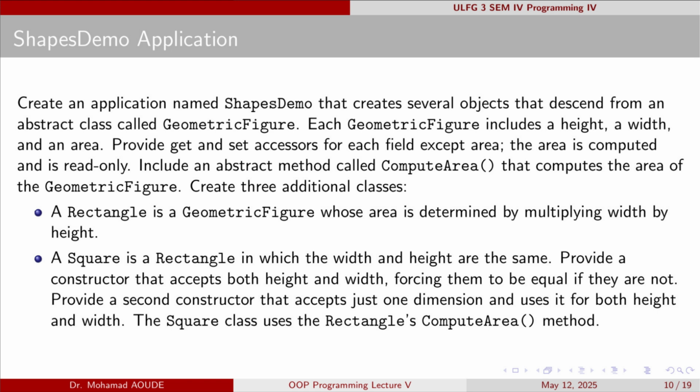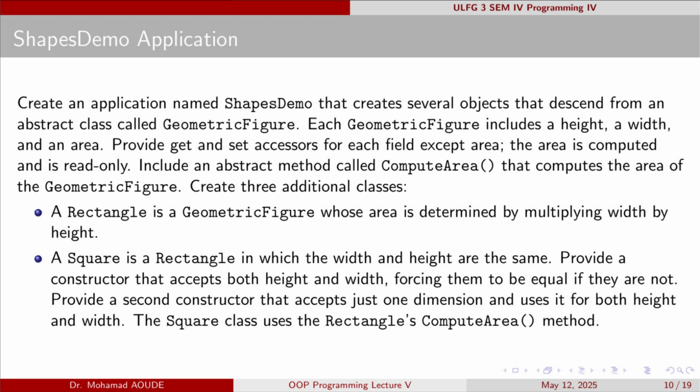We need an application shapes demo and classes for geometric figures. Geometric figure is the base class, but it's defined as abstract. Abstract classes cannot be instantiated directly. They serve as blueprints for derived classes and can contain both concrete members and abstract members. Geometric figure includes properties for height, width, and a read-only area. It must include an abstract method called compute area.